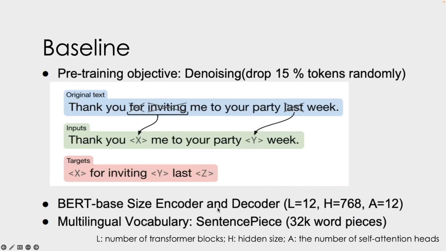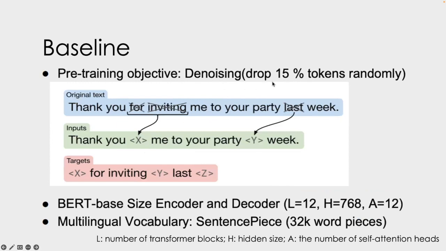Oh, and that is the architecture. So then the next step is the pre-training. And for the pre-training, we need an objective. And also there are many different ways to pre-train. And in the baseline, they use the denoising objective.